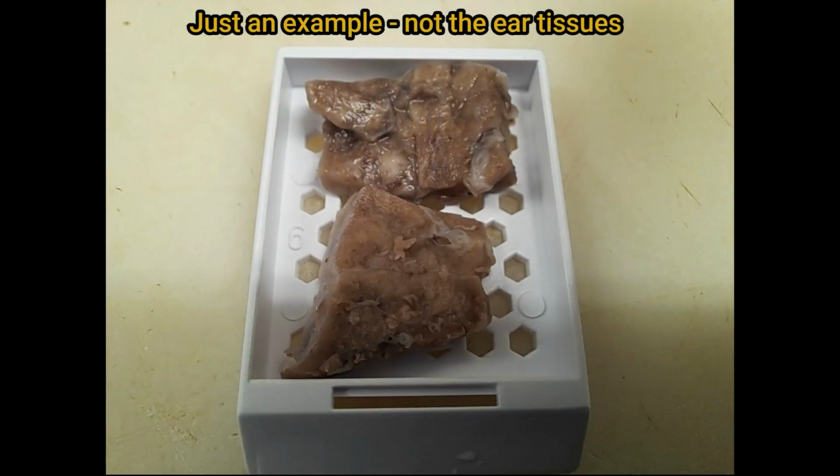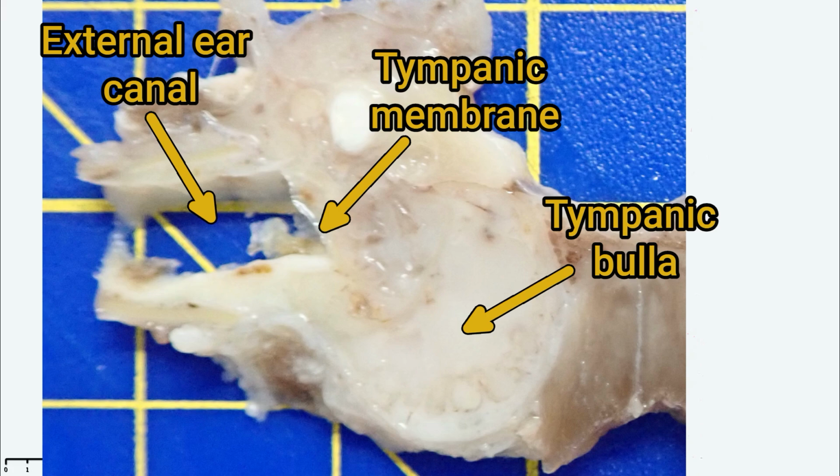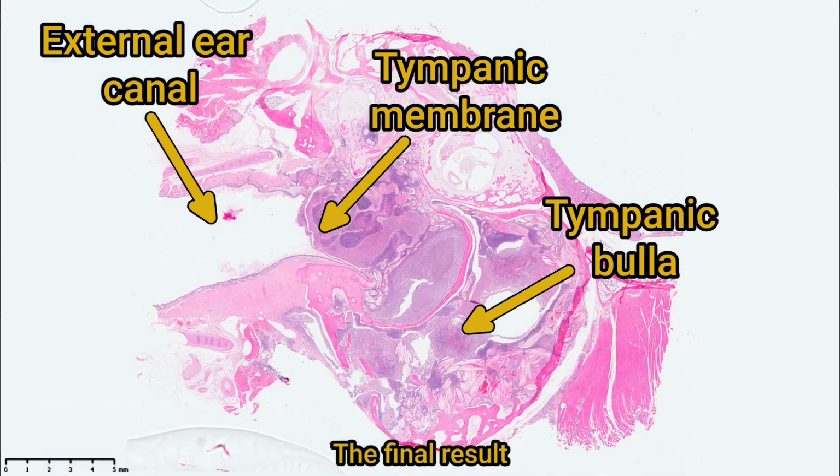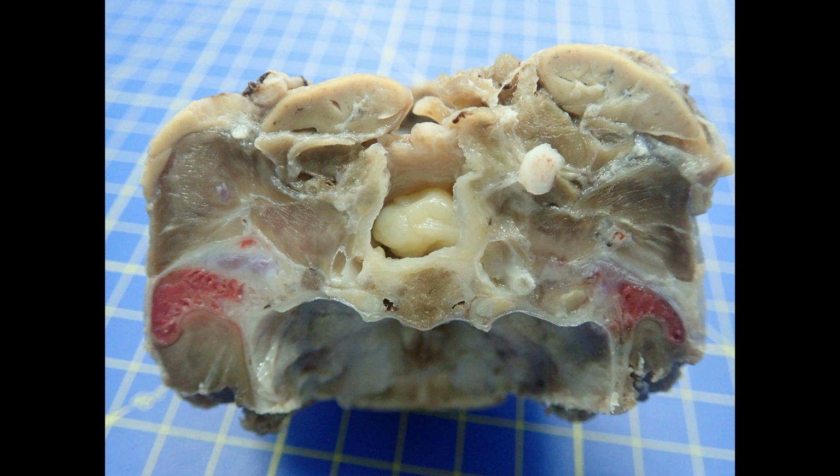This tissue was placed in a little plastic cassette and processed using various chemicals. Then it was embedded in paraffin wax before 4 micrometer thick sections were taken, floated onto a glass slide and stained. While I was taking the sections from the ear, I noticed something in the cat's nasopharynx.